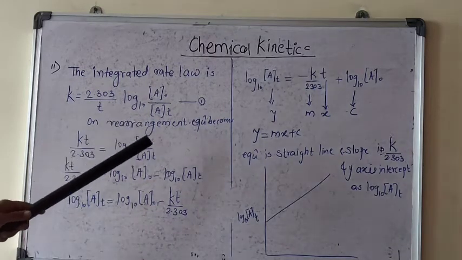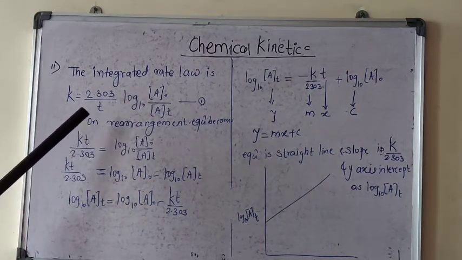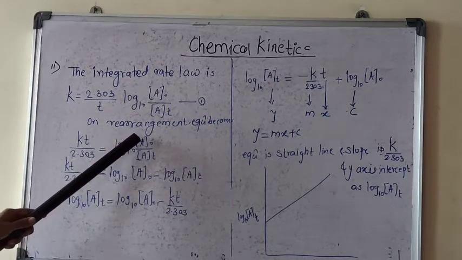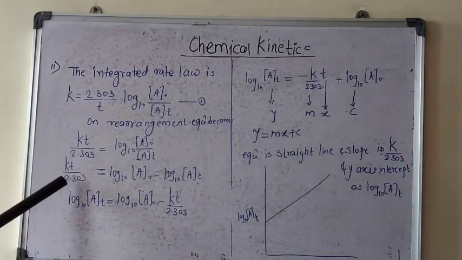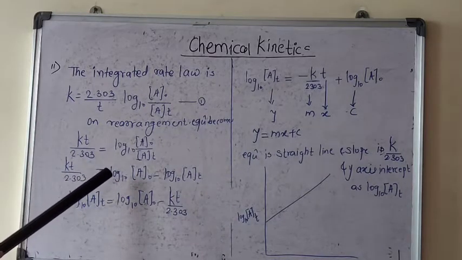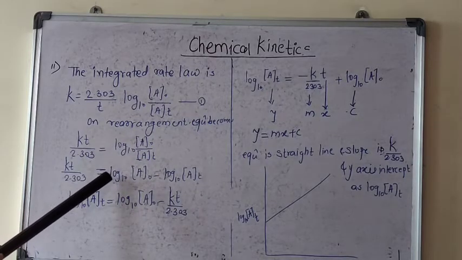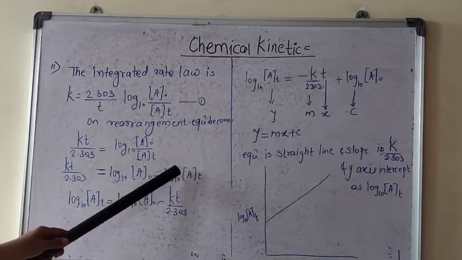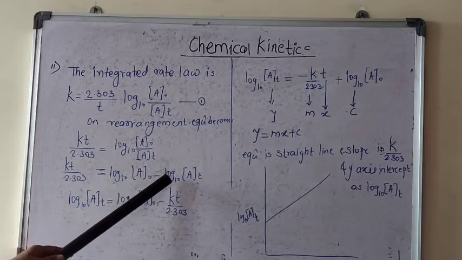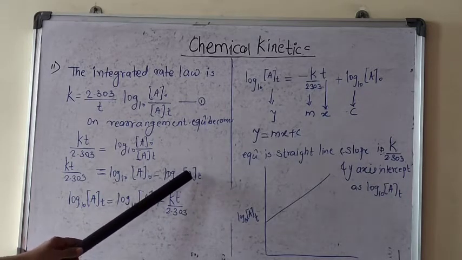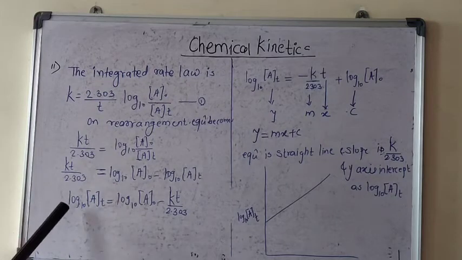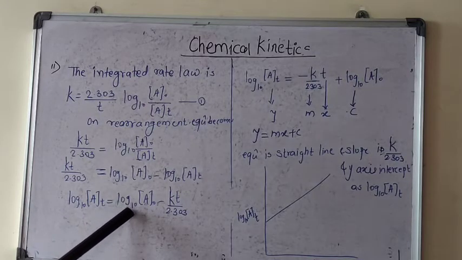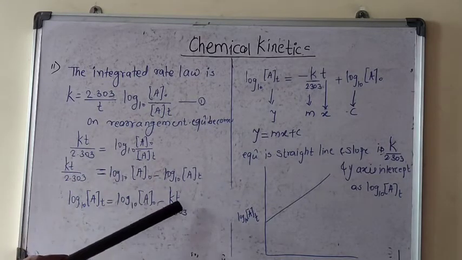Now we are going to rearrange this equation. Rearranging, with t on this side, kt upon 2.303 equal to log to the base 10 A0 upon At. Here we are going to simplify it using the log table, so log to the base 10 A0 minus log to the base 10 At. Now if the minus log to the base 10 At is shifted to this side and this term is shifted to that side, we get the next step: log to the base 10 At equal to log to the base 10 A0 minus kt upon 2.303.